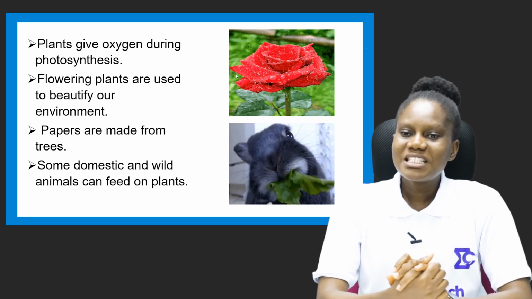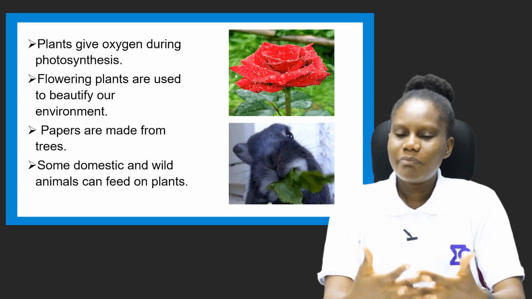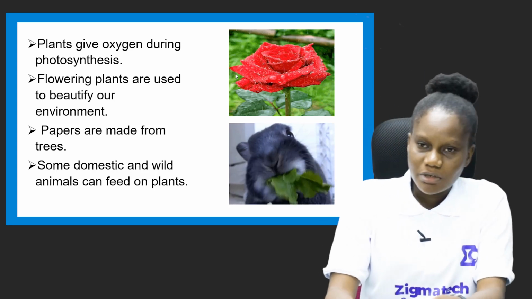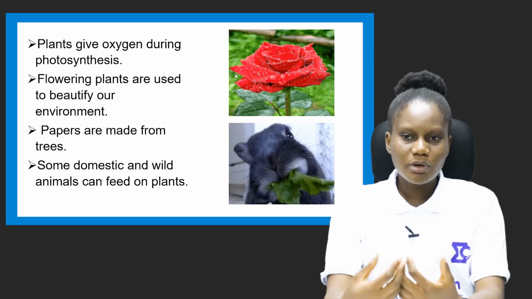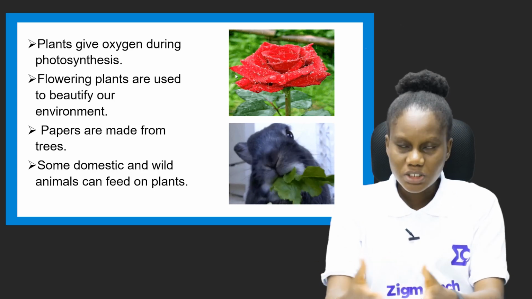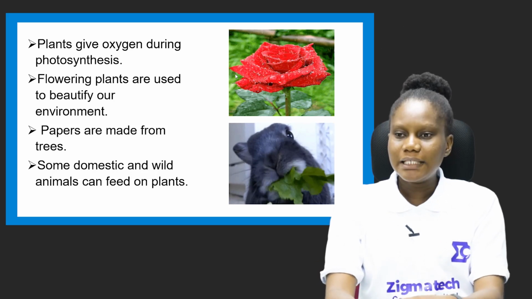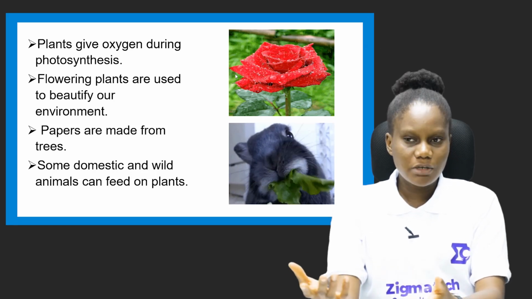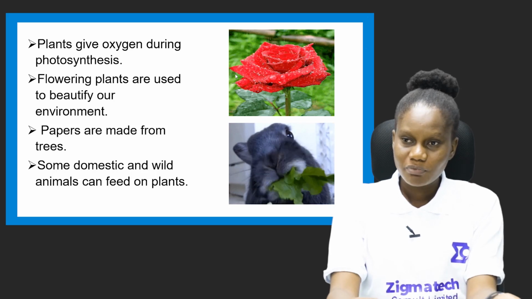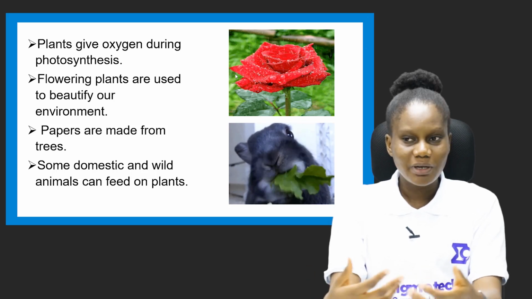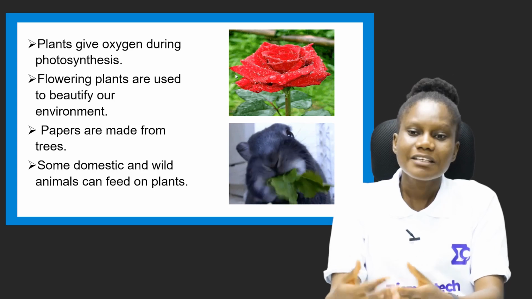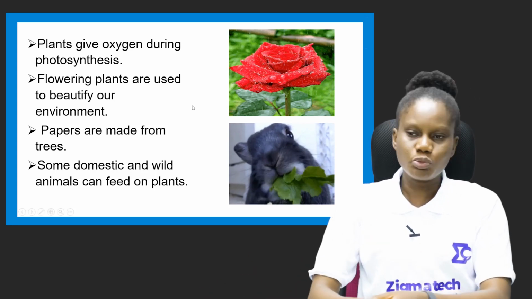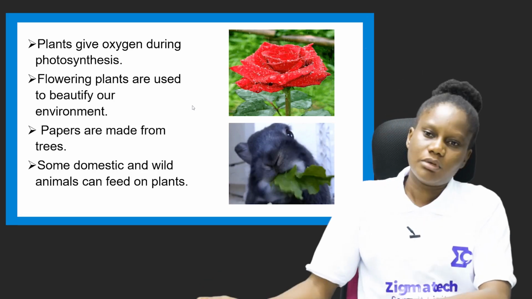Now the next is some domestic and wild animals feed on plants. Some domestic animals feed on plants. Some wild animals too feed on plants. When we talk about domestic animals, we have goats and sheep, and they feed on plants. And some wild animals too, the animals you don't rear at home, like antelope, also feed on plants. They don't eat fellow animals, they feed on plants. So we can see that plants are very useful to both humans and animals.